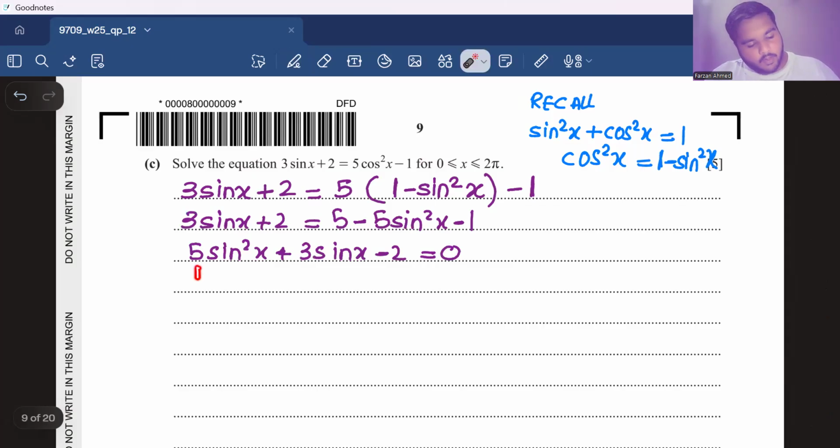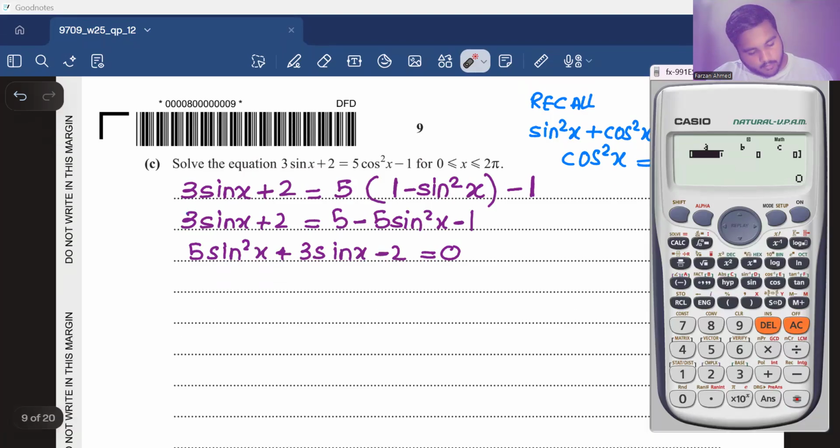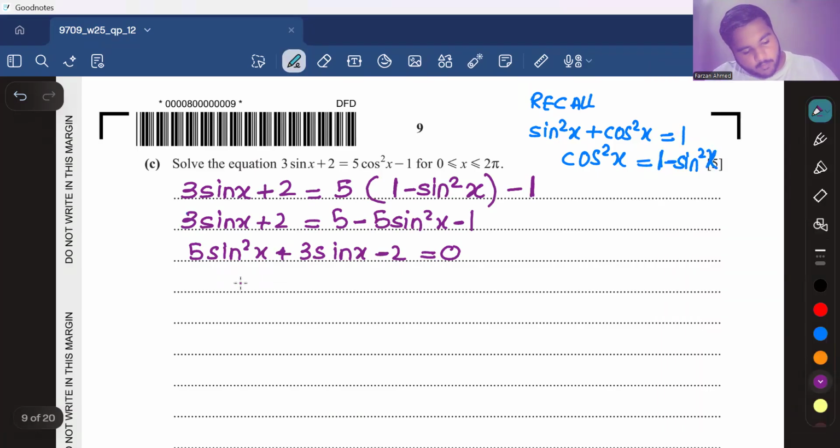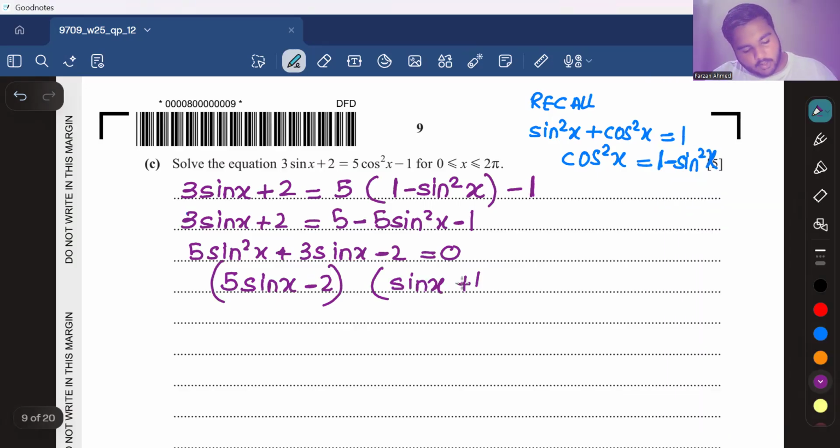Now we will use the calculator to get the brackets. Mode option, equation, degree 3, numbers 5, 3 and minus 2. So the first x value is 2 upon 5. So we make the bracket, which is 5 sine x minus 2. This is the first bracket. And the second x value is minus 1, so the bracket will be sine x plus 1 is equal to 0. So 5 sine x minus 2 is equal to 0.